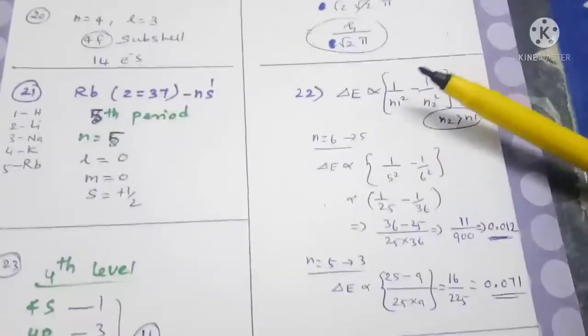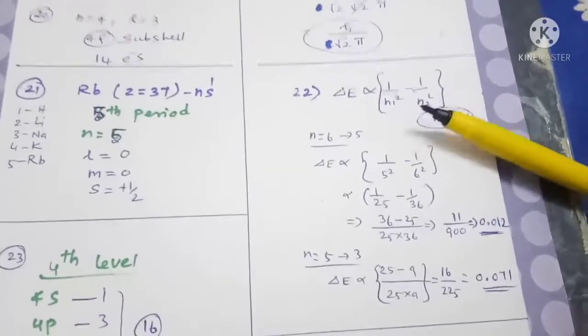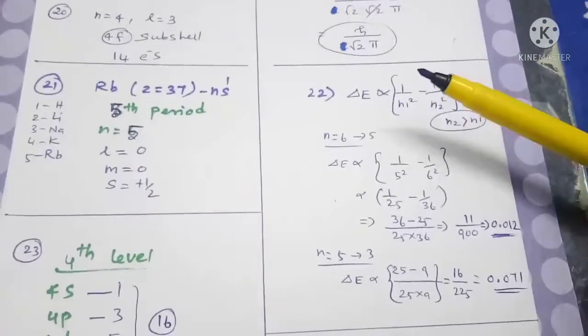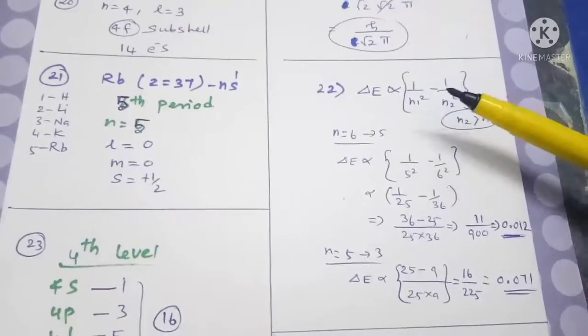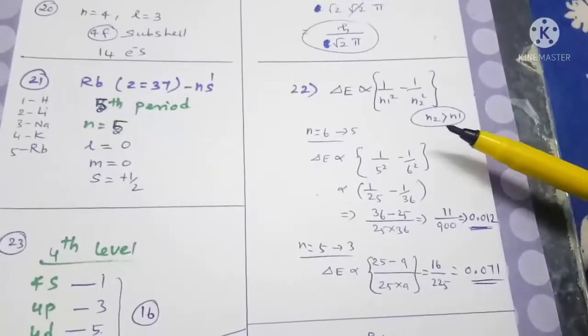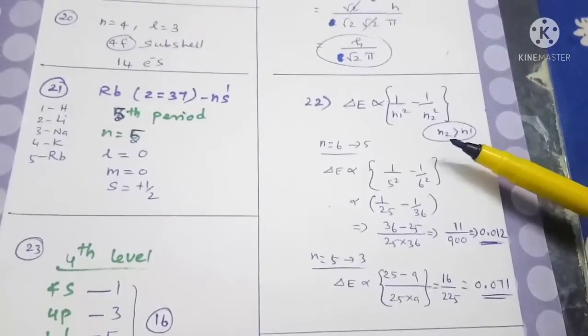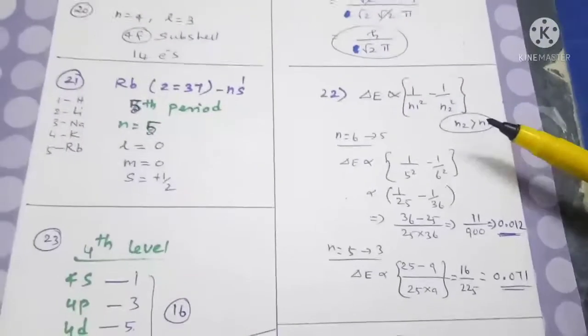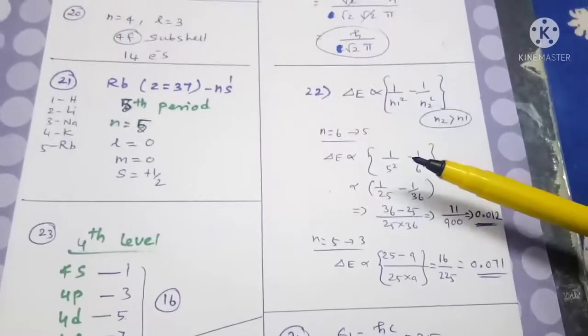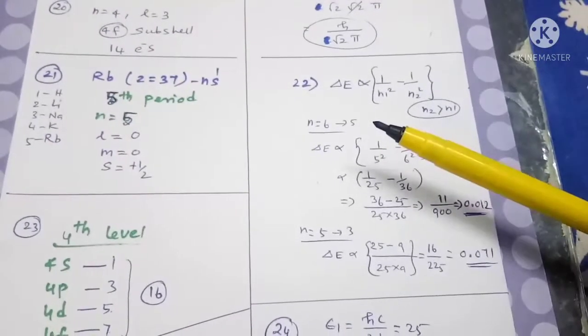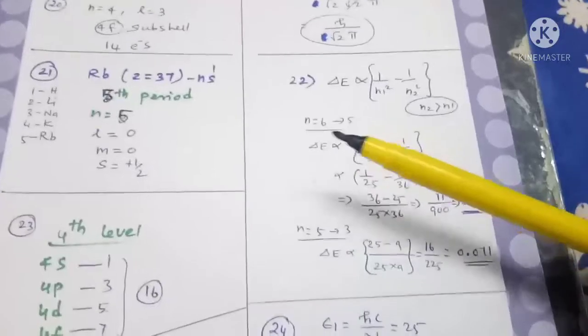Now we know very well that the energy difference is directly proportional to 1 by n1 squared minus 1 by n2 squared. That is, the energy difference delta E is directly proportional to 1 by n1 squared minus 1 by n2 squared, where n2 is greater than n1, which means n2 is the higher shell and n1 is the lower shell. Now let us calculate the energy for 2 cases. Electron transfers from the 6th shell to the 5th shell.